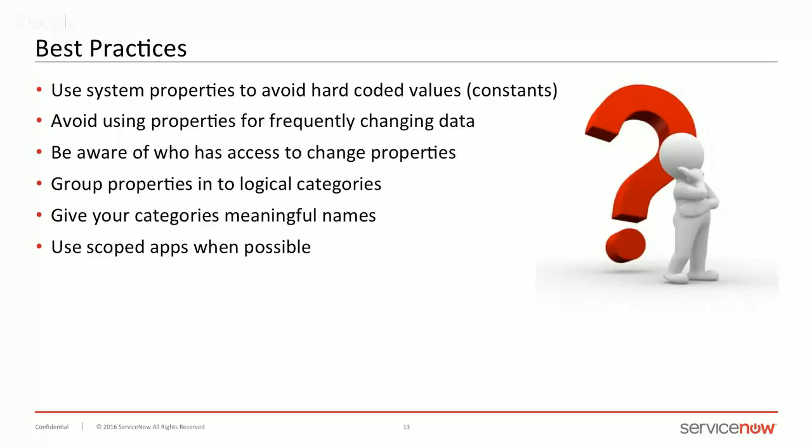It's not that I install Craig's update set and it goes, oh, I've got a debug property. If it's in a scoped app, it protects you from that conflict. So I have to work harder to stomp on your code.